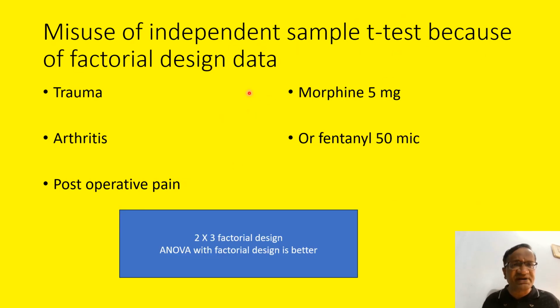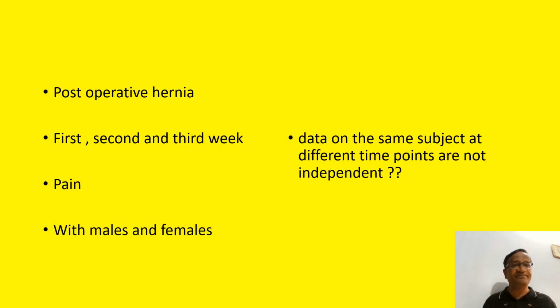Misuse of independent t-test because of factorial design data. We cannot use t-test. For example, you have 3 types of patients: trauma, arthritis, post-op pain. These are pain patients. Now you are giving morphine or fentanyl. This is a 2 into 3 factorial design. Then we have to use ANOVA with factorial design. We cannot use t-test and compare all these things. You will get wrong results.